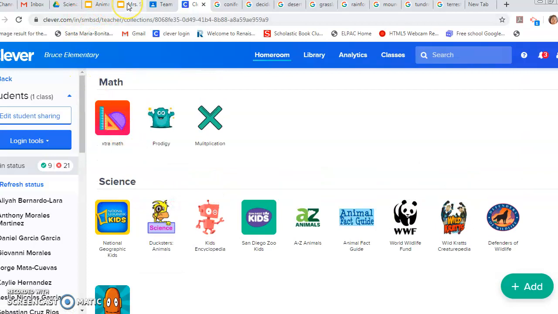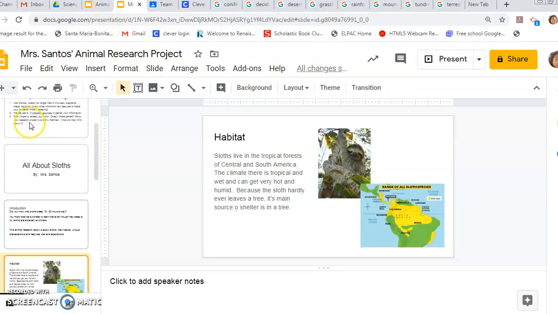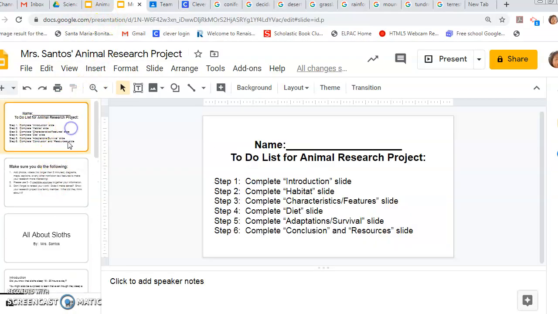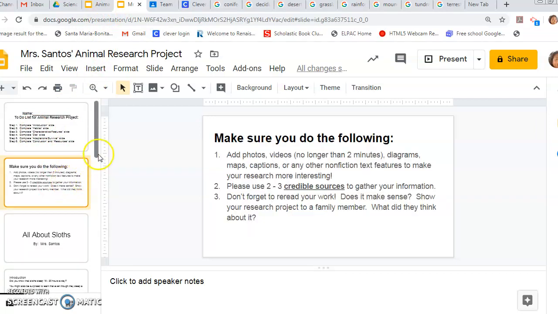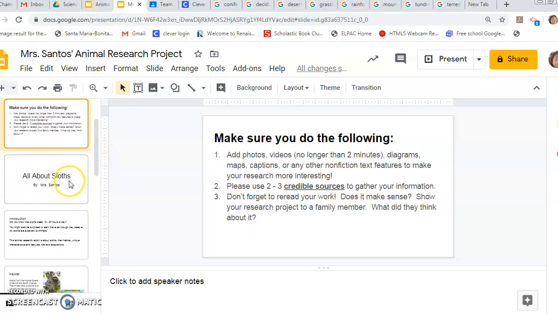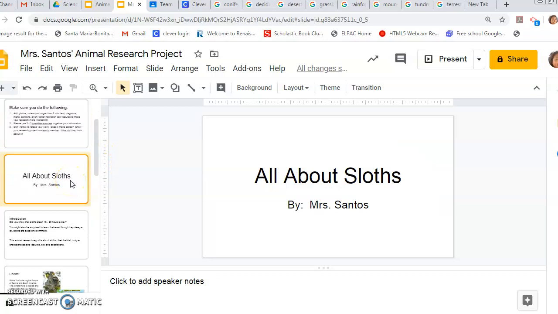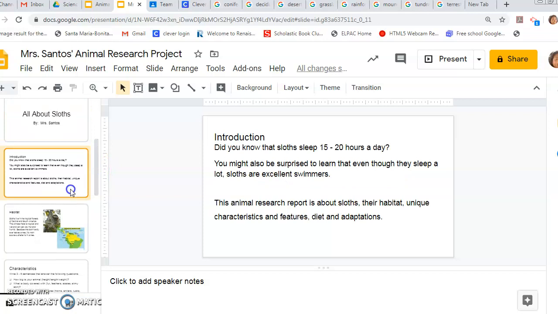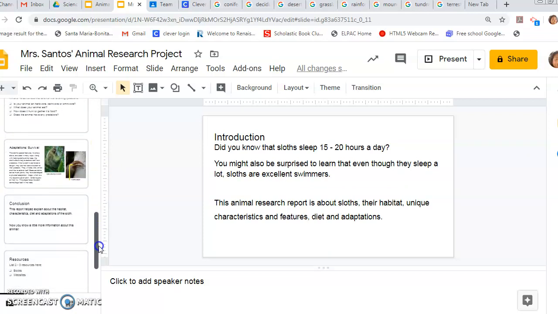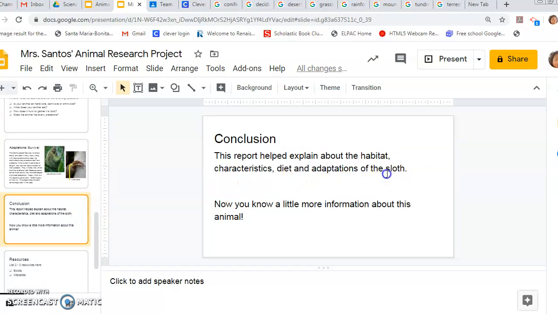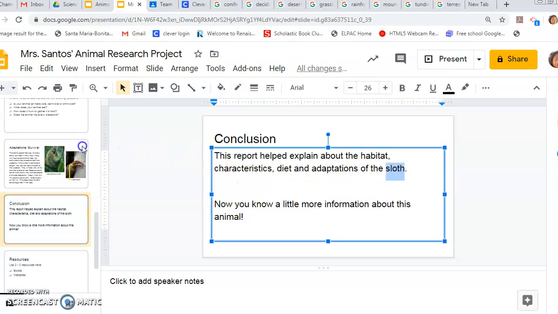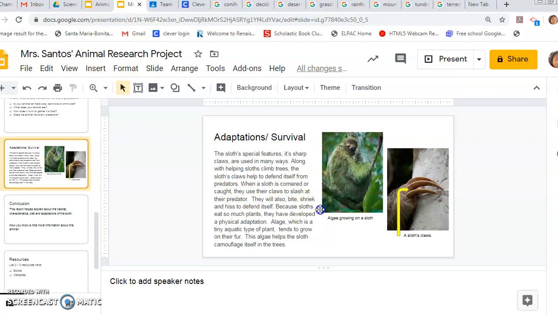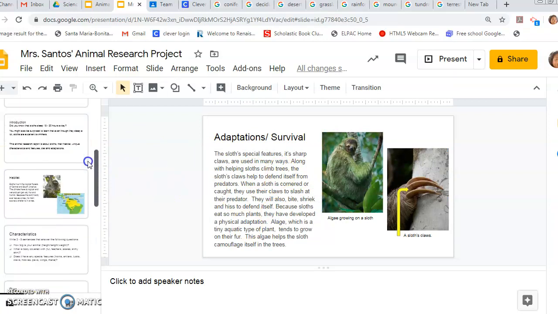Now I've done my slide. So here it is. I didn't have to do anything here, right? These are just instructions. I need to complete my project. I had to do all about sloths. And I did my introduction. I found 2 interesting facts. I did my conclusion where all I had to write was the word sloth. And then I did my adaptations. Okay? So I wrote down how it survives in the wild.